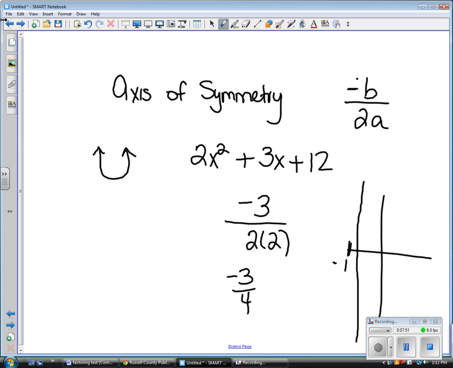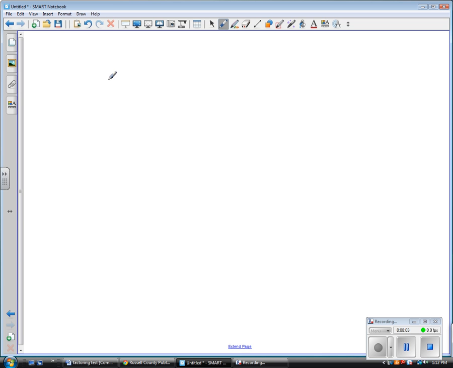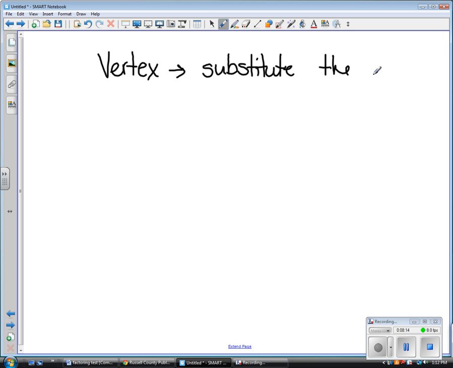Now what I can find out is my vertex. Y'all have that equation written down right there? Okay, and the axis of symmetry, because I'm going to scoot ahead and I'll need that information. Now to find my vertex, you're going to substitute in the axis of symmetry. I'm going to put it as A.S. I'm going to shorten that up as axis of symmetry into your quadratic function.